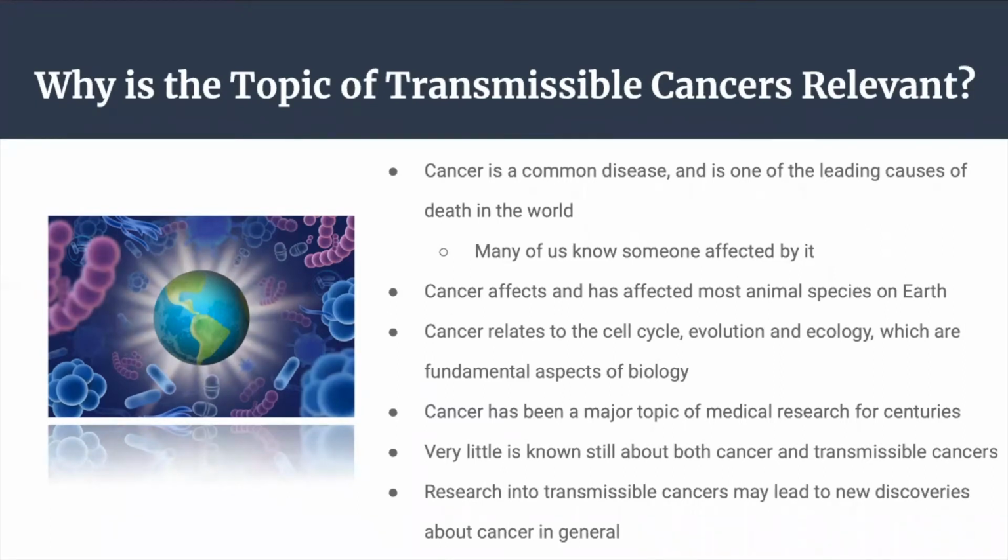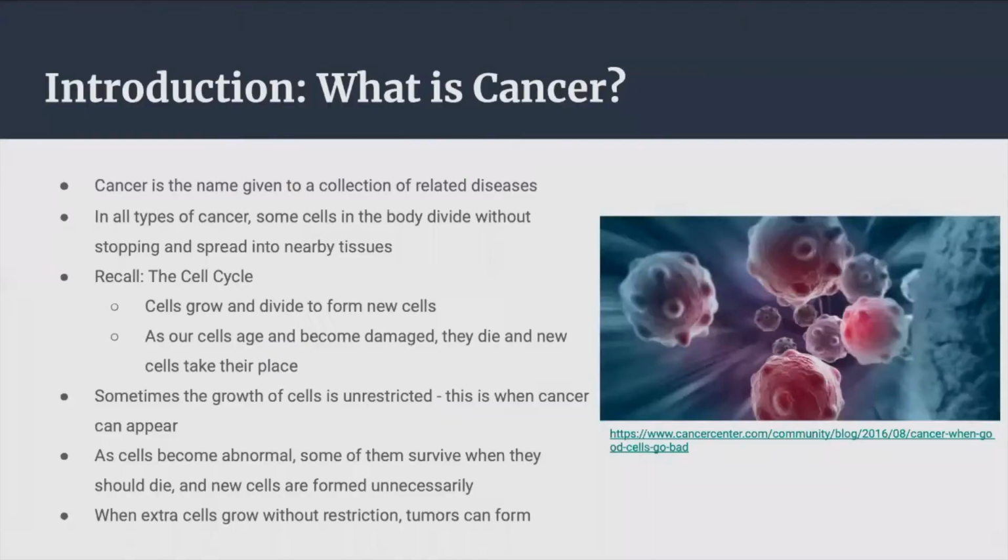Cancer has been a major topic of research for centuries, yet there is still very little that is known about both cancer and transmissible cancers. Research regarding transmissible cancers may lead to new discoveries about cancer in general. So what is cancer? Cancer is the name given to a collection of related diseases. In all types of cancer, some cells in the body divide without stopping and spread into nearby tissues.